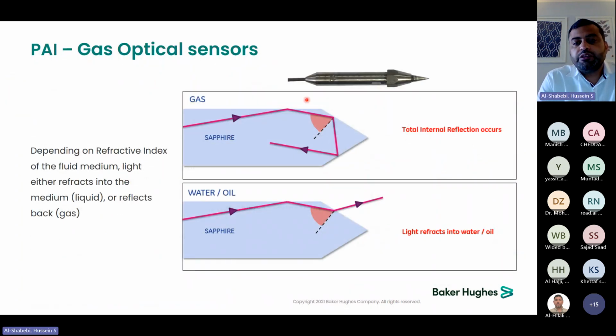So for the optical sensor, the old generation of PAI, or the first generation of PAI that we have, was using conical optical sensors. Usually the principle is very simple. It depends on the refractive index. If the fluid is reflected back, it is gas, so it means that gas is surrounding the tip. But if it is refracted, it means it is liquid surrounding the tip.